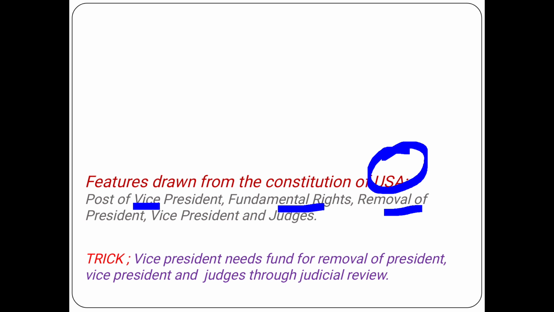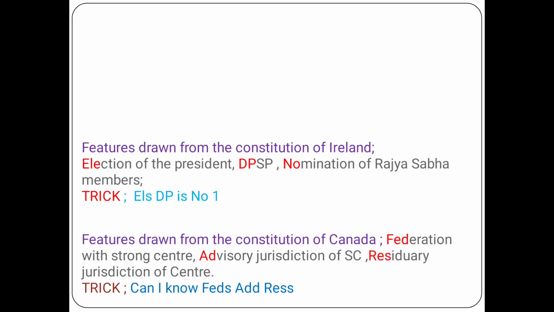The trick to remember these provisions is Vice President needs fund for removal of President, Vice President, and judges through judicial review. Here, Vice President means post of Vice President. Fund means fundamental rights. Removal of President, Vice President, and judges is same as removal of President, Vice President, and judges.